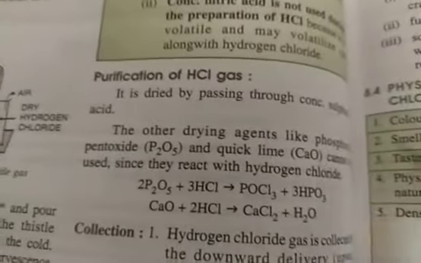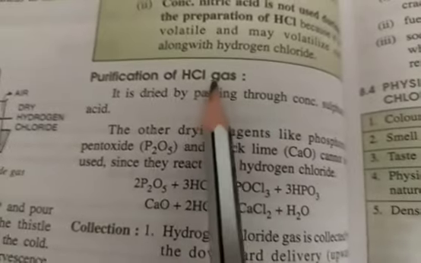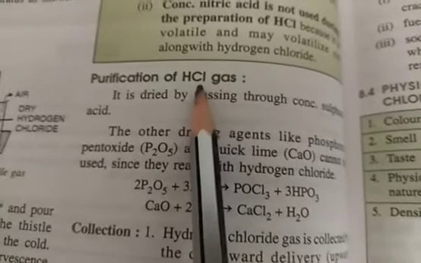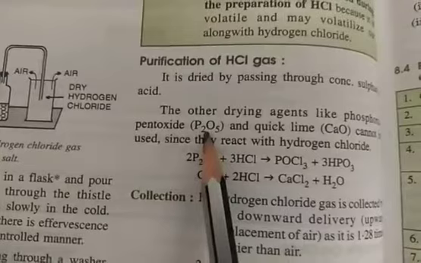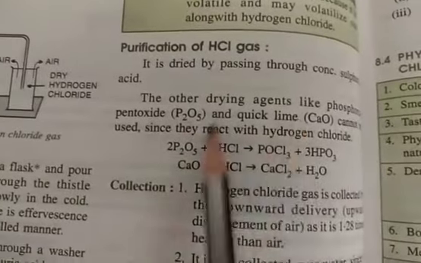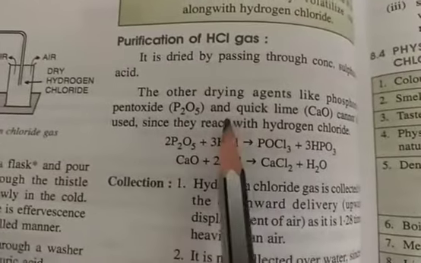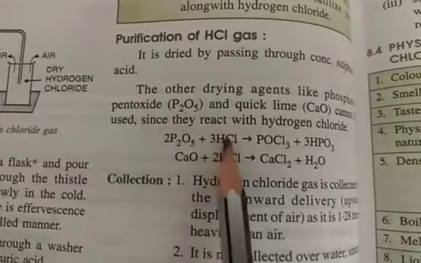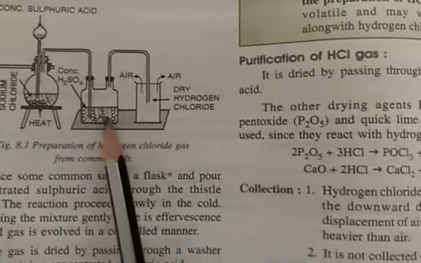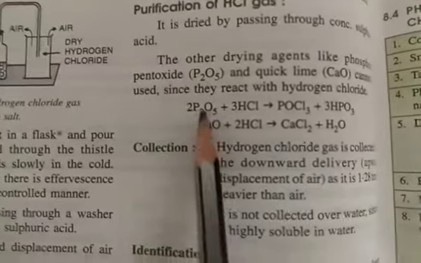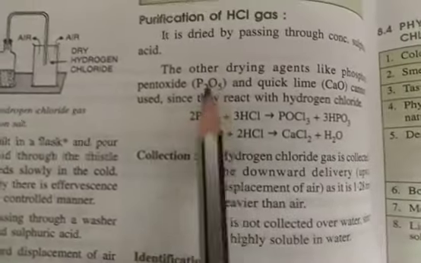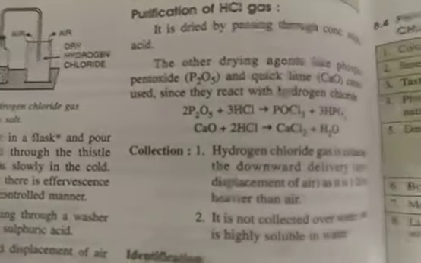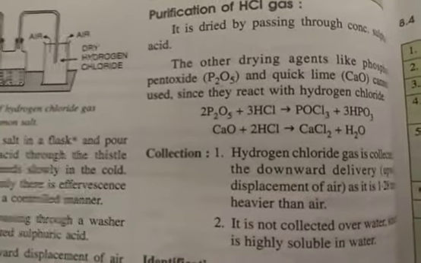Now I already told you, students, regarding the purification of HCl gas, that we will pass that HCl through concentrated sulfuric acid. But we could have used phosphorus pentoxide or quicklime. They are also drying agents, but the problem with them is that they will react with the HCl, whereas sulfuric acid was not reacting with the HCl. P2O5 and calcium oxide will react with the HCl. So we are not using these drying agents, but we are using sulfuric acid as the drying agent.